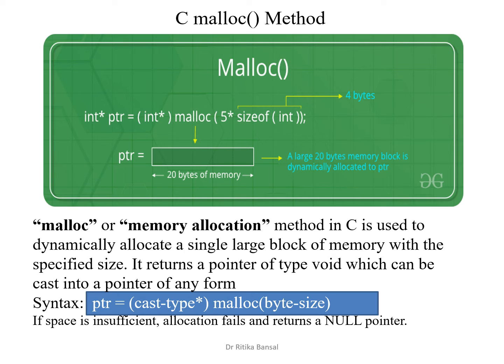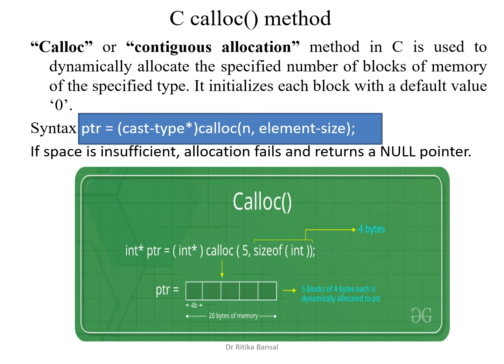Now the next function is calloc. In the calloc function there are only two differences. One small difference is in syntax and the other small difference is when the memory is booked, the initial value is not a garbage value, all the values are 0 by default.